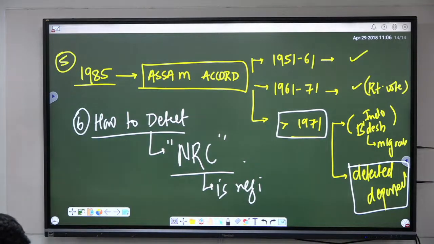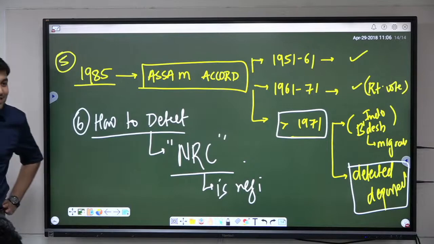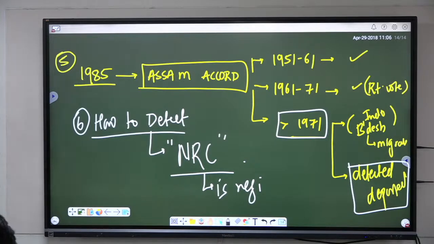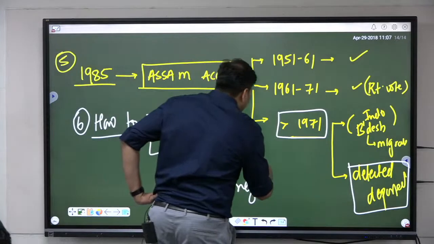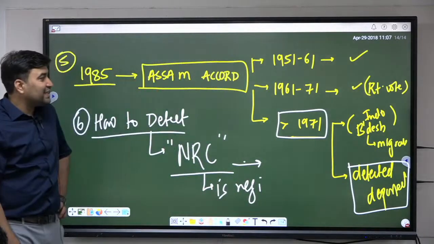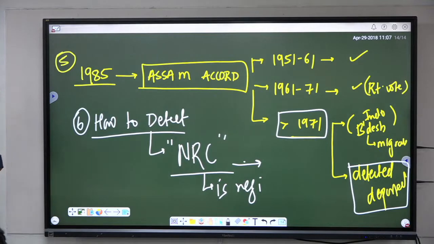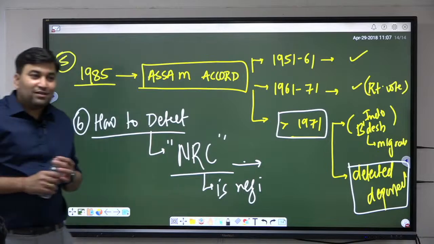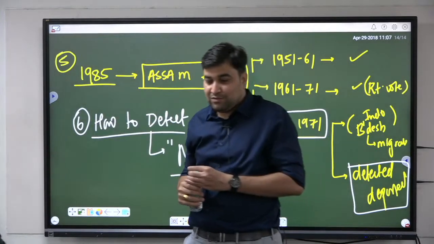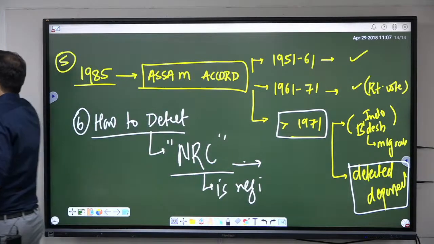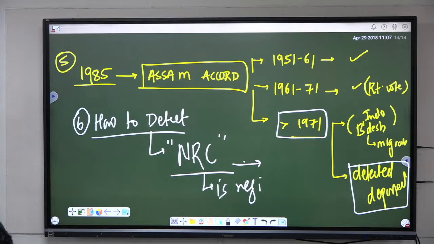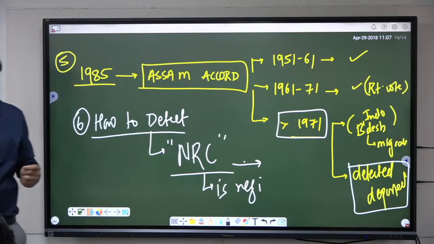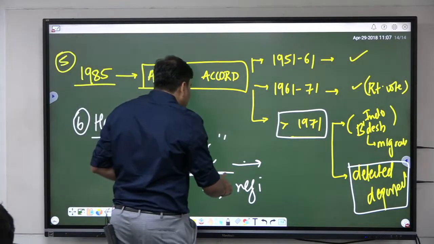Prepared after census 1951. After census 1951, an NRC exercise is carried out under Citizenship Act 1955. Okay. So that is why NRC updation was always required and always in news.